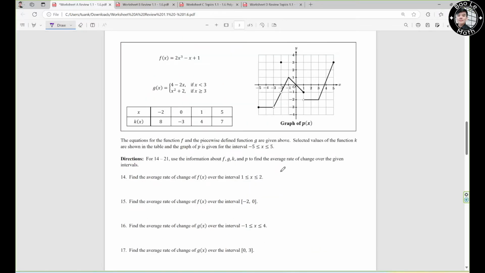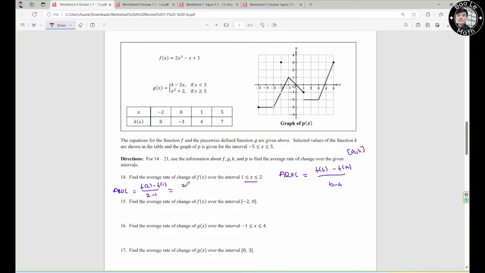We know that the average rate of change formula is f of b minus f of a over b minus a over the interval a, b. So we look at the first one right here, number 14. Find the average rate of change of the function f of s over this interval. The average rate of change is going to be f of 2 minus f of 1 over 2 minus 1. So we just substitute into the function right here.